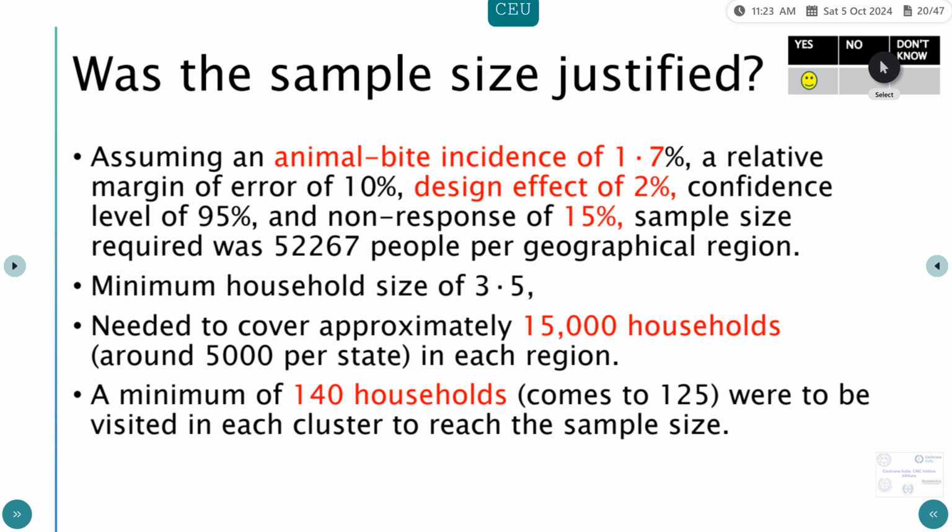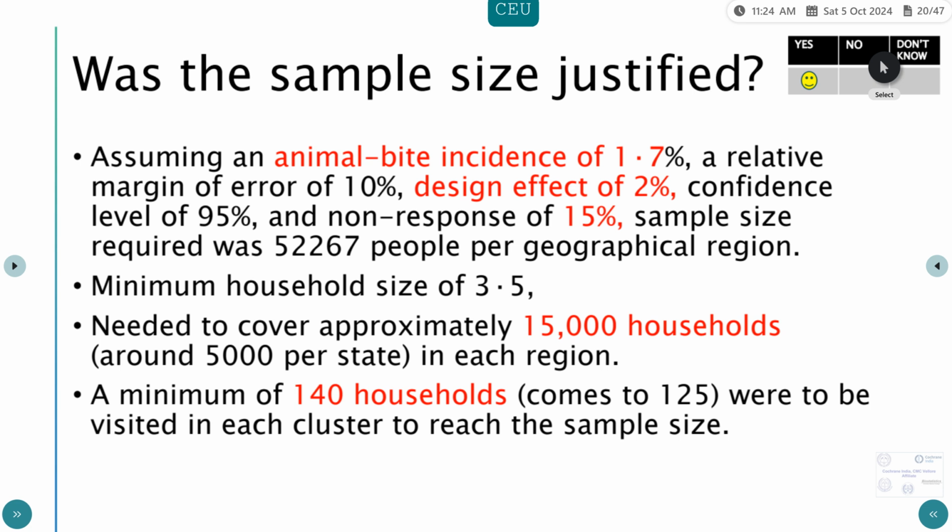Now, from the census, they have the average household size of 3.5 people, and they figured that they need to cover 15,000 households. So 52,000 divided by 3.5 is around 15,000 households in each region. That means 5,000 per state. If we take 15,000 households in one region, they have 120 cluster blocks. Actually, it comes to around 125 households in each cluster, but they have increased that size and put it as 140 households.